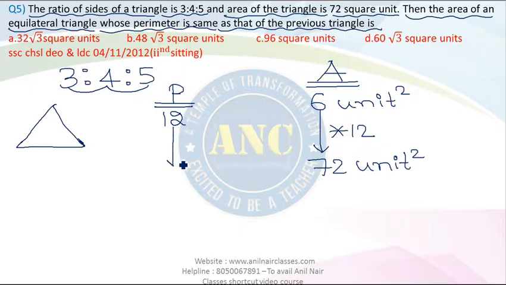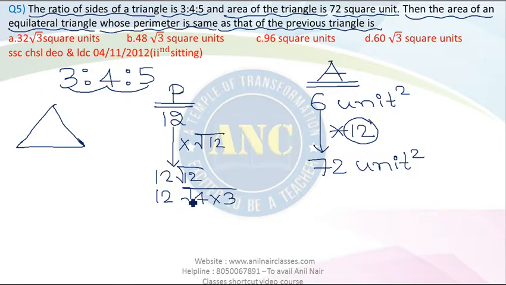But according to the question, how much? If you are multiplying area by 12, then perimeter which has unit power 1 should be multiplied by root 12. That means actual perimeter is 12 into root 12. Root 12 is root of 4 into 3. Square root of 4 is 2. 12 into 2 is 24. So actual perimeter of the right angle triangle is 24 root 3.